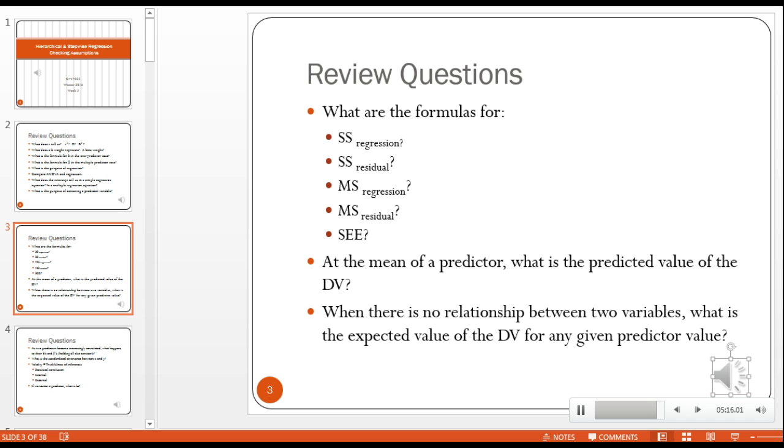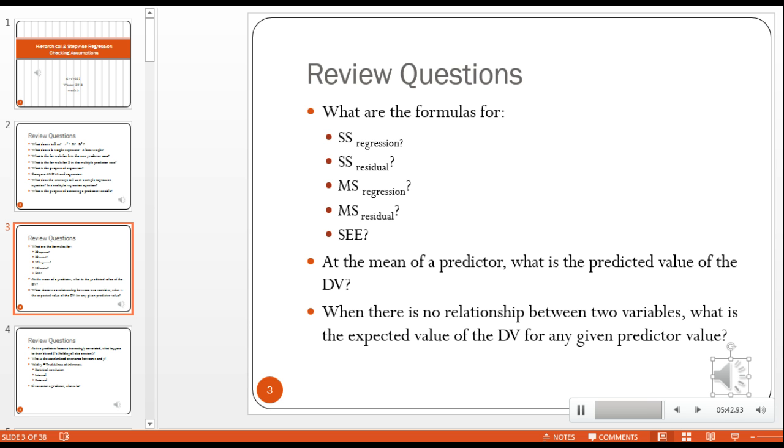So at the mean of a predictor, what is the predicted value of the DV? And that is the mean. So the predicted value of the DV is the mean at the mean of the predictor, and it's that way on any scatter plot. So you would go across on the x-axis to the mean of the predictor, wherever that is. You'd head upwards to the best fitting line, and then head across, and you'll always be at the mean of the DV.